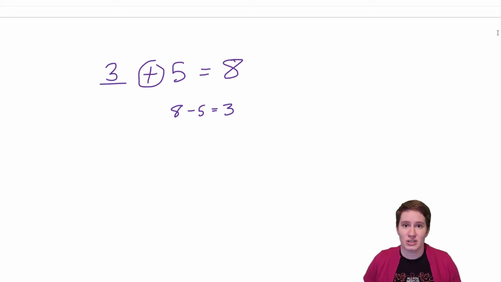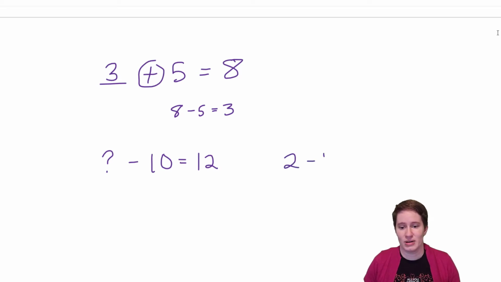A little bit trickier is when we do subtraction, and that's mostly because of where we might put our unknown. So maybe we would say, what minus 10 equals 12? And you may look at that and say, oh, that's 2. But wait a second. If that was your first thought, 2 minus 10 does not equal 12. That's the main wrong answer that I can think of.